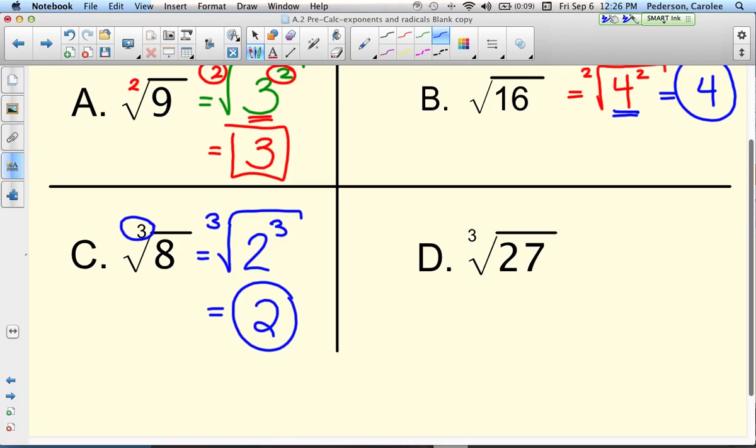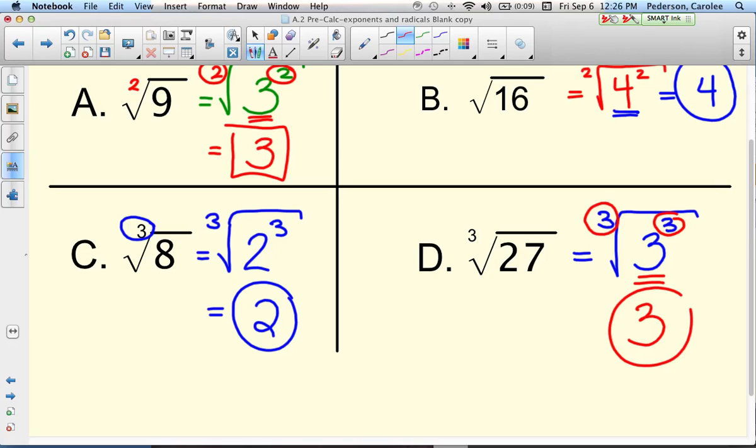Last example on the slide, the cube root of 27. 27 can be rewritten as 3 cubed, and then I have a 3 out in front. Since my index and my power match up, I'm left with just the base. So 3 is my answer there.